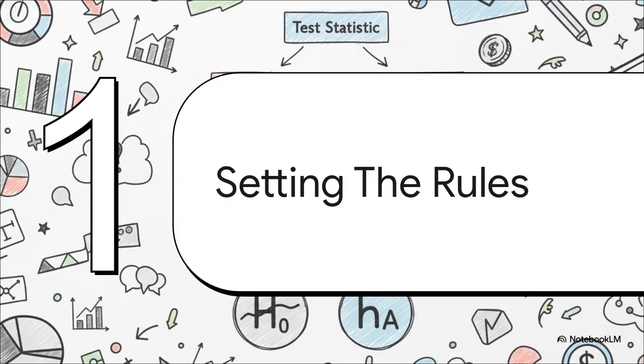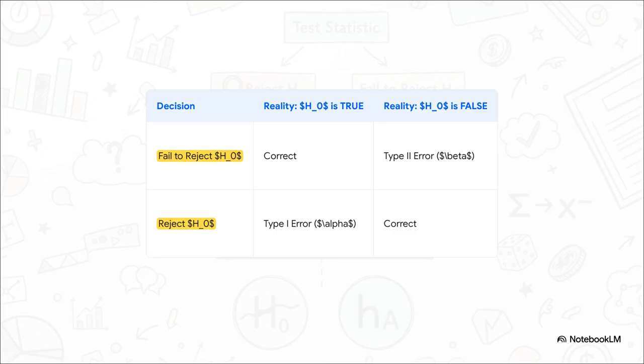Okay, so we've got our two competing hypotheses lined up. But here's the thing. Before we even peek at a single data point, we have to set the rules of the game. We have to decide ahead of time what's going to count as convincing evidence. So when we make our final decision, there are really only 4 things that can happen. 2 of them are great. We make the right call. But there are also 2 ways we can get it wrong.